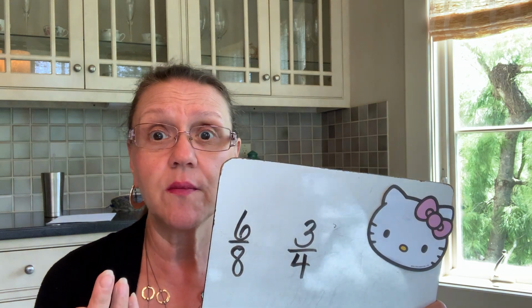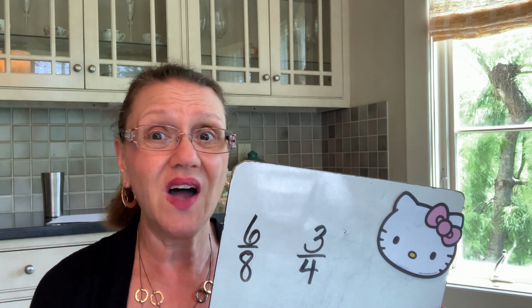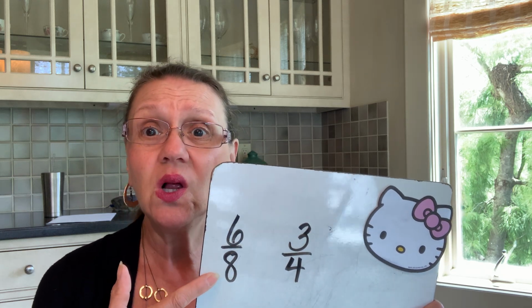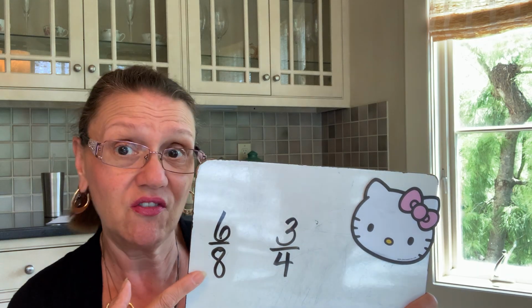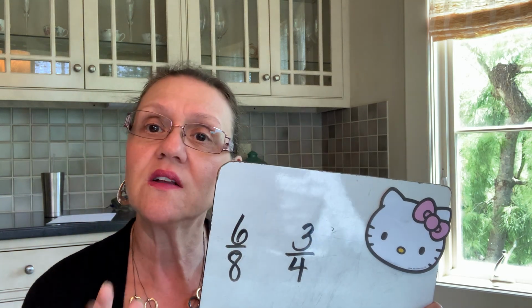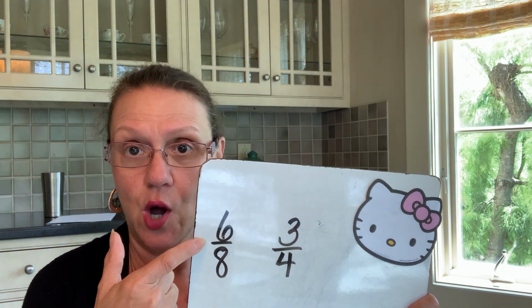Well, if you have 6 of something, if you have 6 cans of soda and you want to divide them among 8 people, each person is going to get less than 1 can of soda because you don't have enough. That's the whole concept of fractions. So we have numerator, denominator, division bar.